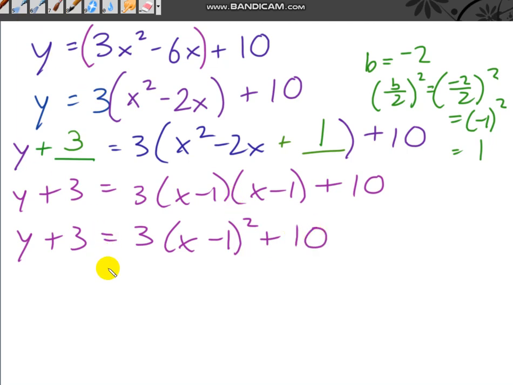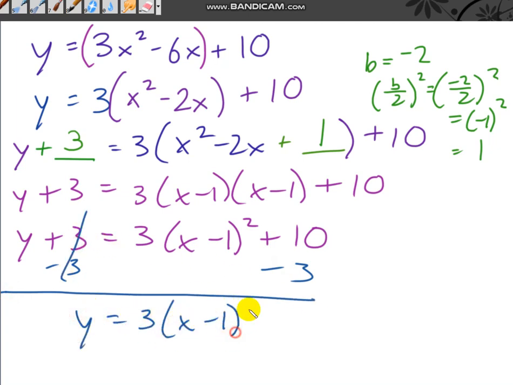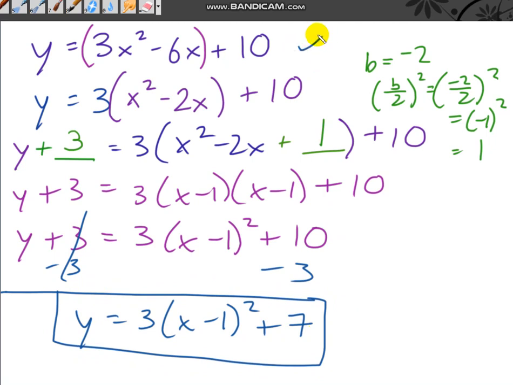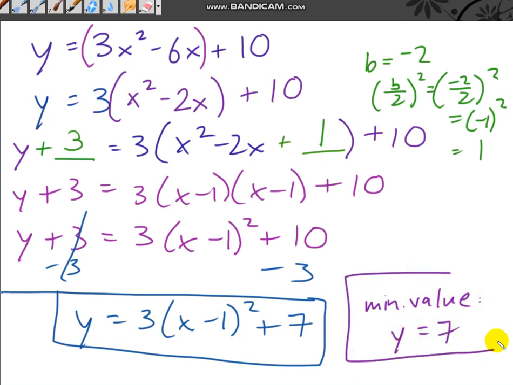Last step we need to do is isolate y. So in order to isolate y, subtract 3 on both sides. What we are left with is y equals 3 times x minus 1 squared plus 7. So this here is the same thing as what we have up there. Okay. Now what we need to do is identify our minimum value. Our minimum value is the number right in front of here. So our minimum value is going to be y equals 7. Y equals 7 is going to be our minimum value.